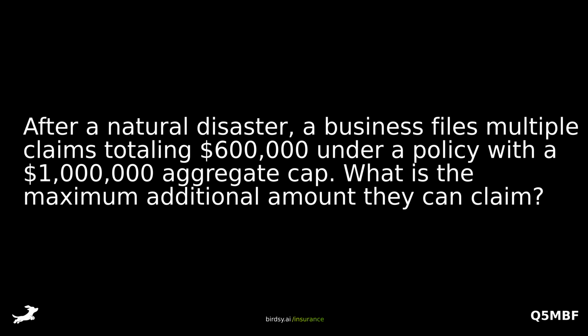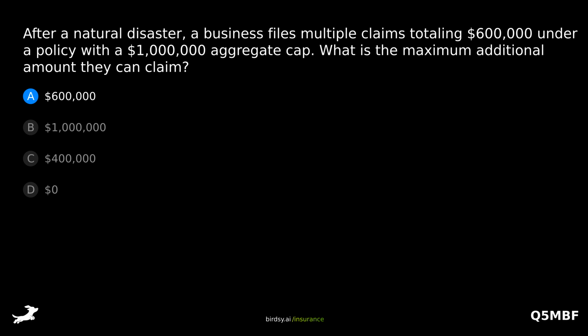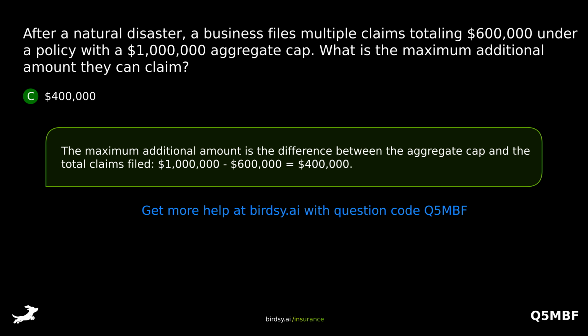After a natural disaster, a business files multiple claims totaling $600,000 under a policy with a $1 million aggregate cap. What is the maximum additional amount they can claim? Is it A, $600,000, B, $1 million, C, $400,000, or D, $0? The answer is C, $400,000. The maximum additional amount is the difference between the aggregate cap and the total claims filed. $1 million minus $600,000 equals $400,000.